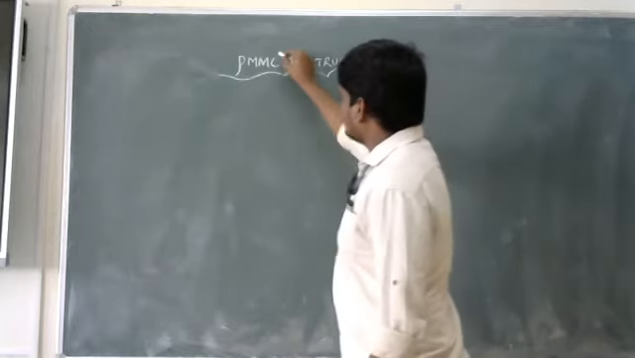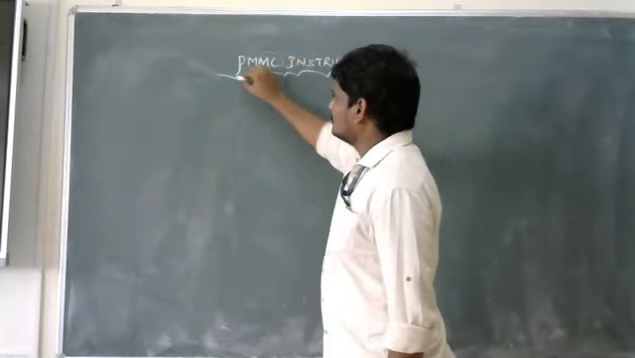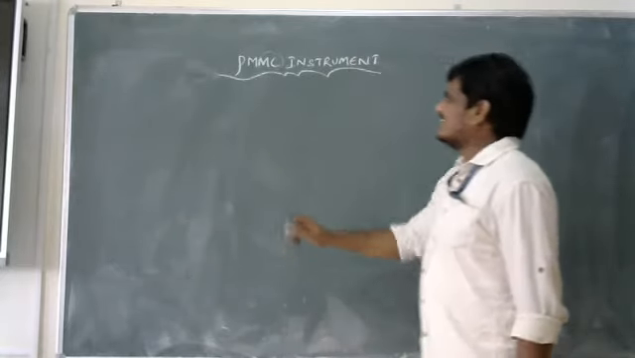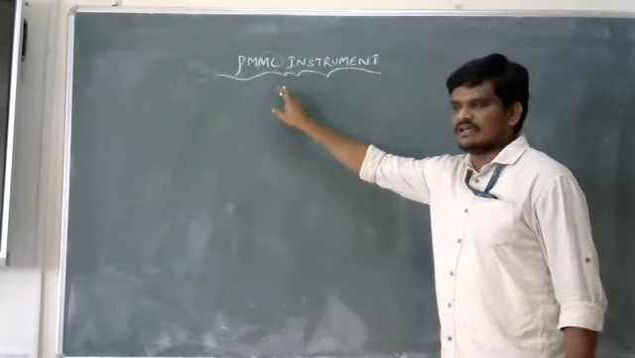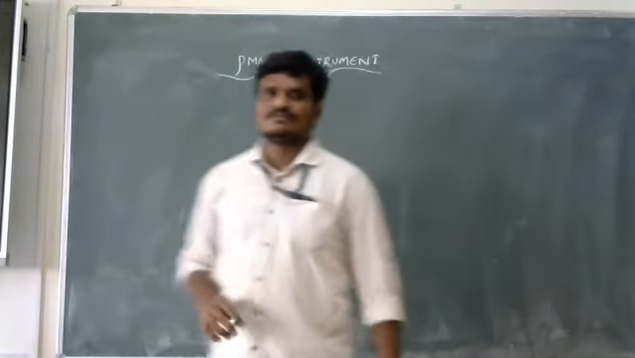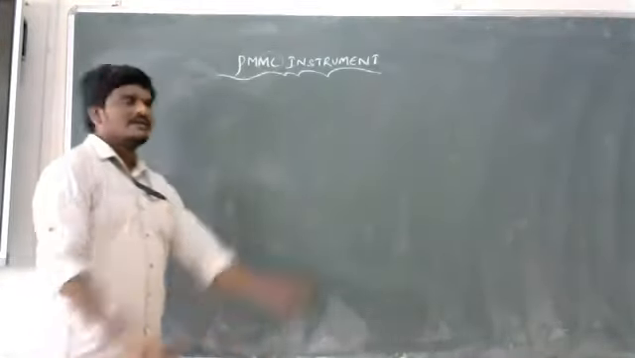Our today's topic is regarding the PMMC instrument. The abbreviation PMMC stands for permanent magnet moving coil. It is a special type of moving coil instrument which is used to measure only DC values.